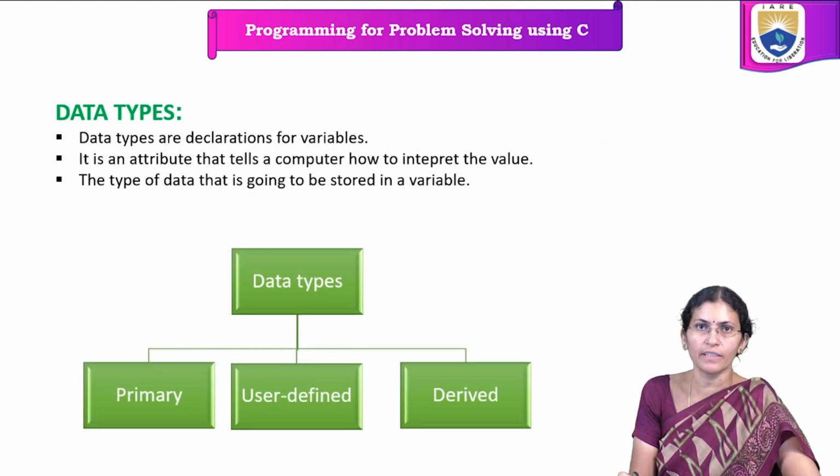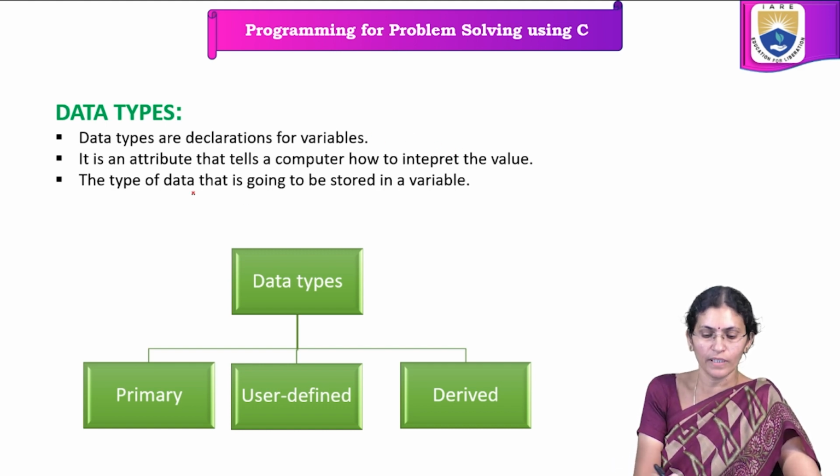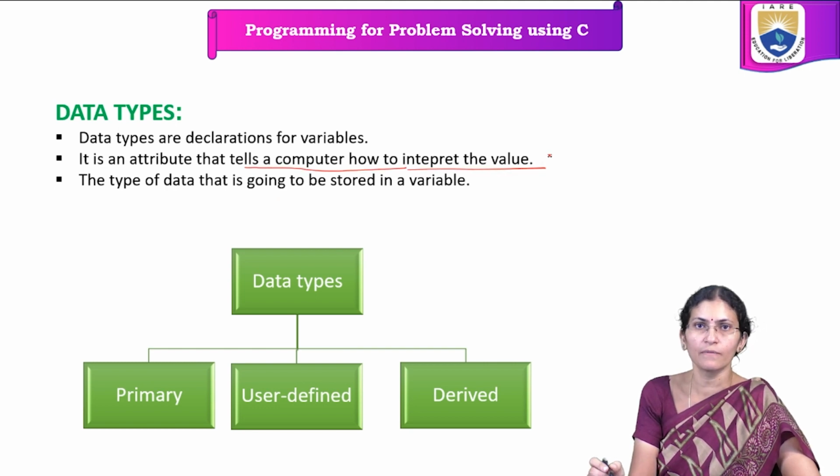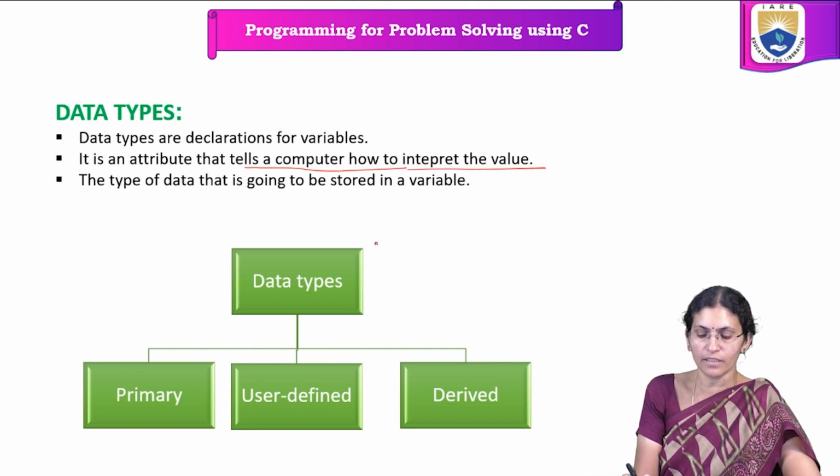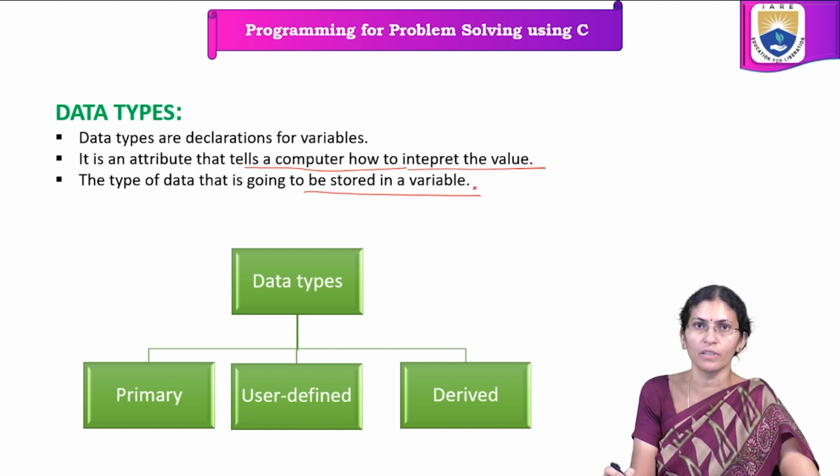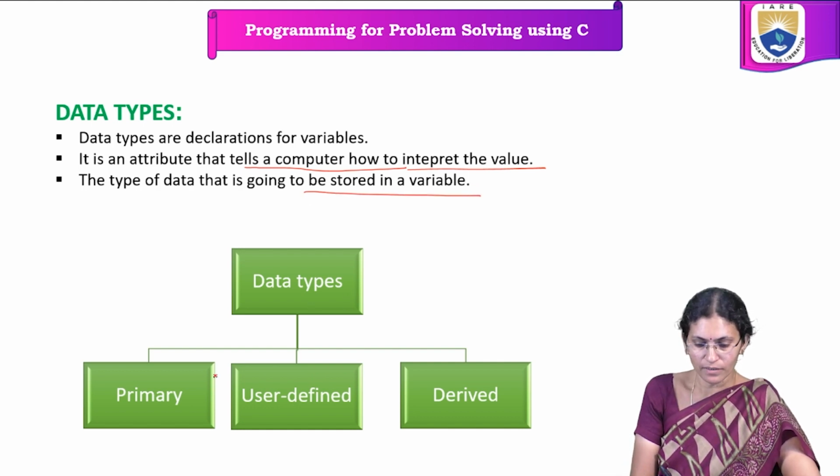Next, coming to data types. Data types are declarations for variables. It is an attribute that tells the computer how to interpret the value, that is, the type of data that is going to be stored in a variable. Data types are classified into 3 types: primary, user defined, and derived.